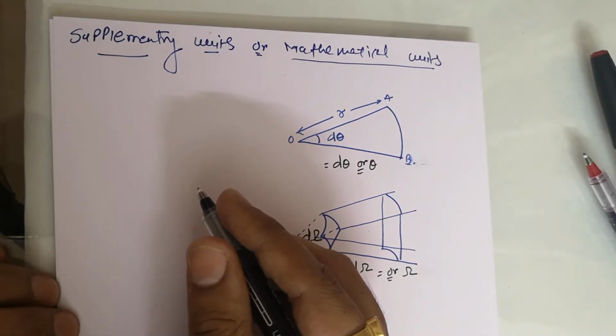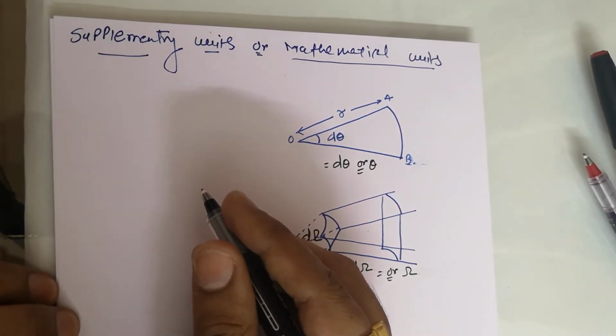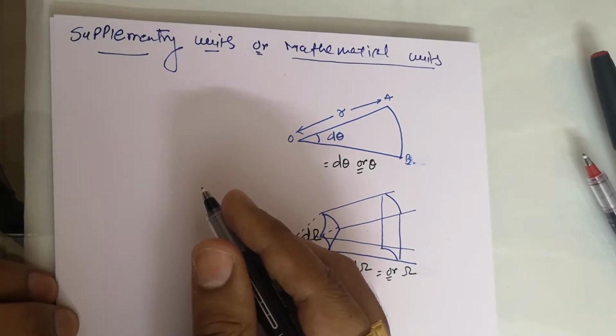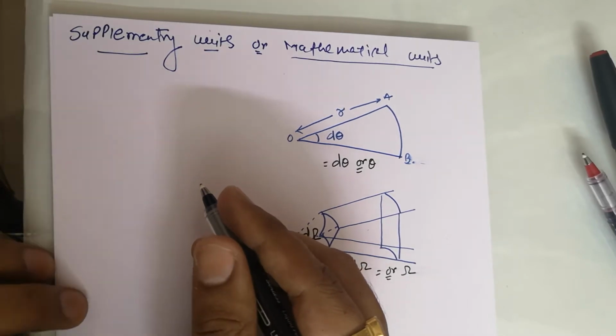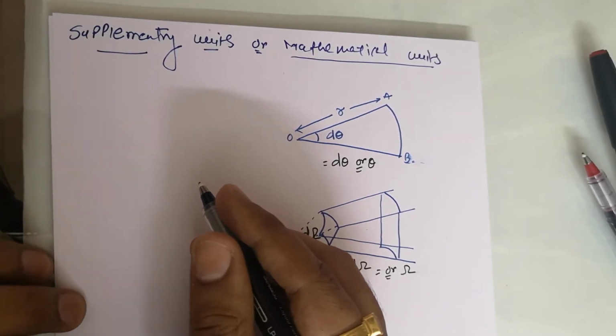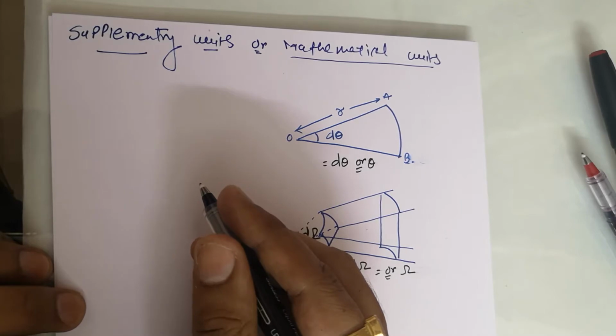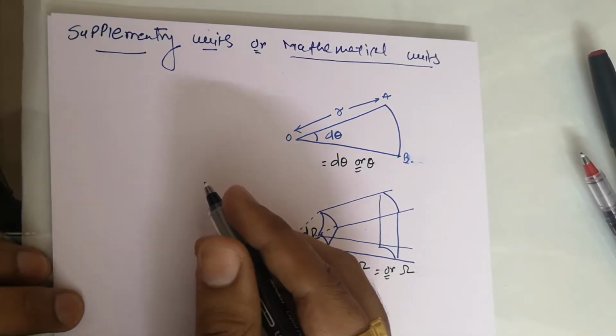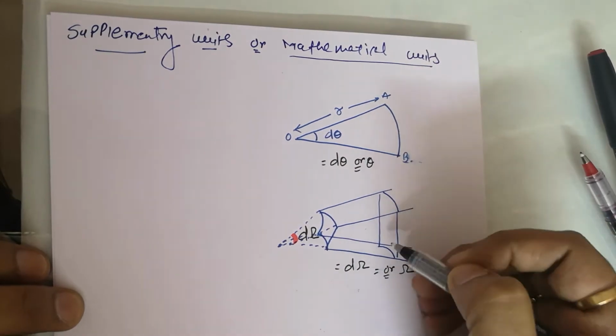Hi students, we are starting with another part. It is called supplementary units, or mathematical units. Supplementary or mathematical units are used to find out distances between the planets. In the next clip, we will learn another method called the parallax method. In that method, we will use both of these things.